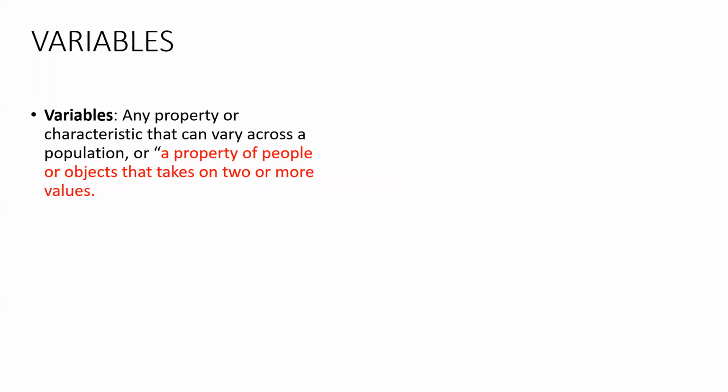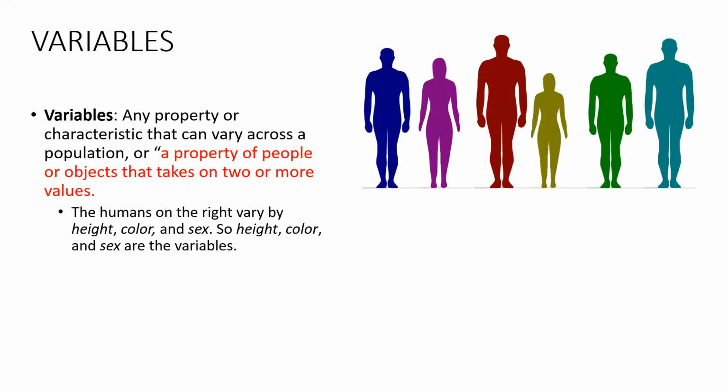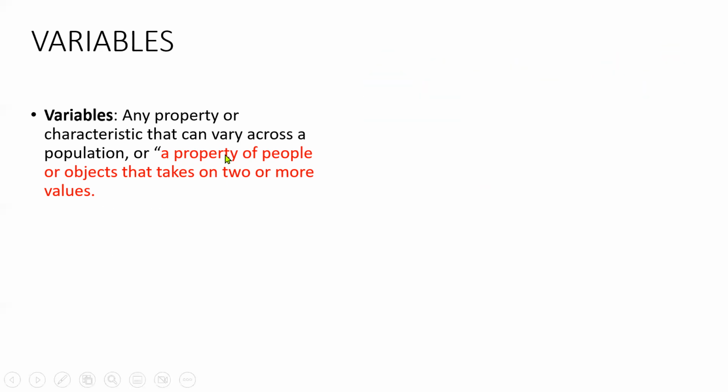So a variable, the word vary just means to differ. It's any property or characteristic that can vary across a population, that can be different across a population. In other words, and this is a quote from an official definition, a property of people or objects that takes on two or more values.